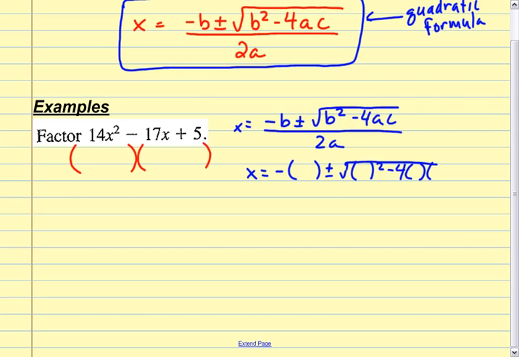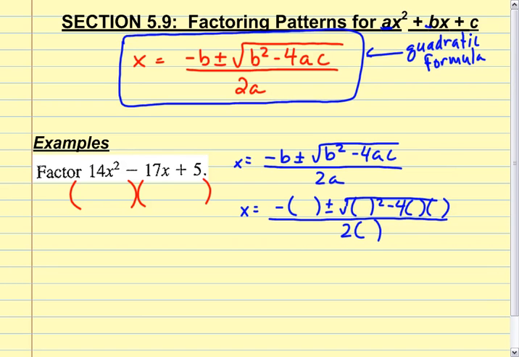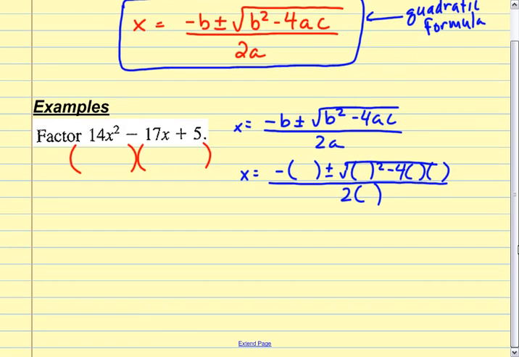Okay? Now, you may be asking yourself already, what are the right numbers? Where do you get the right numbers? Okay? Well, let me show you. Remember, in the title, it says A, B, and C. And that's exactly what we're going to use. For this one, A is always the number in front of the x squared. So that's going to be 14. B is going to be negative 17. Remember, the sign has to stay with it. C is positive 5. All right?